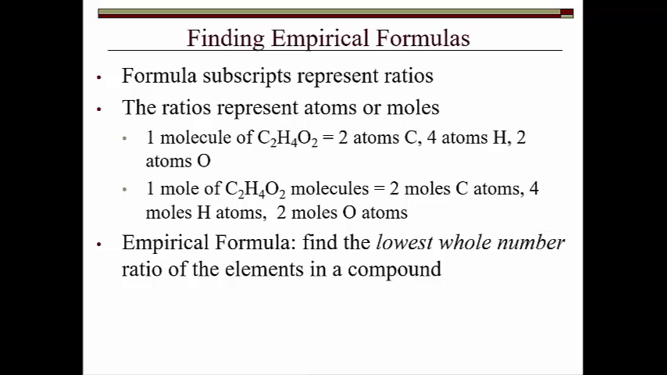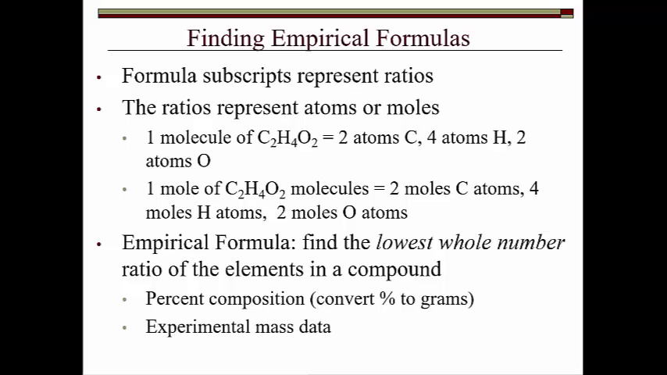To do that, we're usually given one of two sets of information. We're either given percent composition, and percent composition is great because it's a percent. That means we can view it as if it were out of 100 grams. And so all we need to do is convert the percent to grams, and we're ready to go. And then we can also be given experimental mass data. And you don't have to do any conversion with that. You can just start out with the mass data.